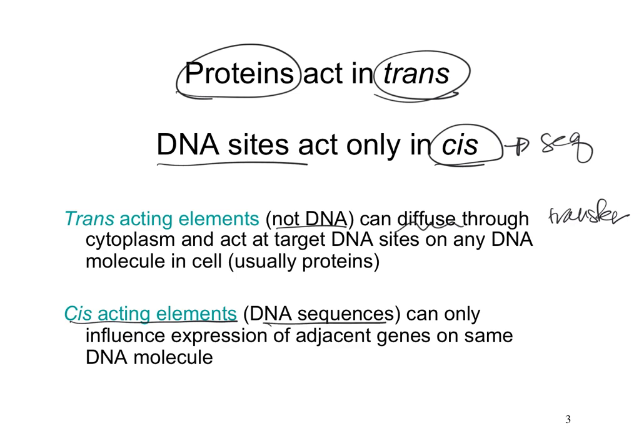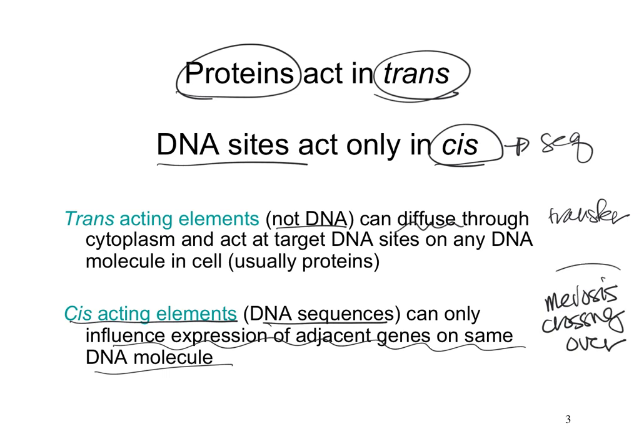Cis-acting elements are DNA sequences. They can only influence expression on adjacent genes on the same DNA molecule because they're part of that DNA. Like chromosomes can twist around, but they can't jump around and go on to other chromosomes. Well, when can they do that? Meiosis, crossing over. But I'm not talking about that. That's another day. That's another tutorial.